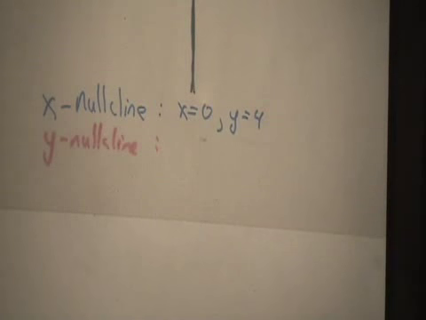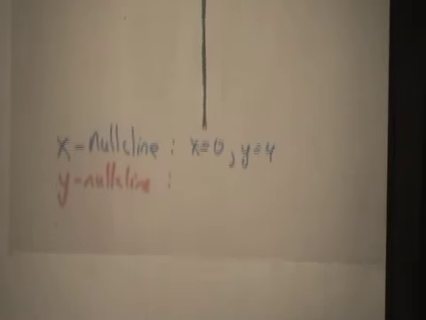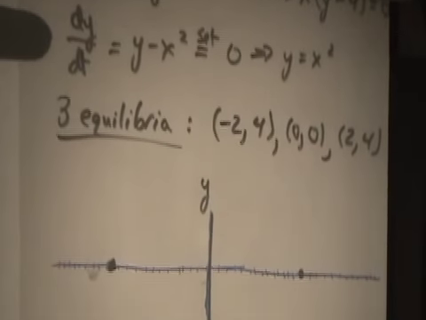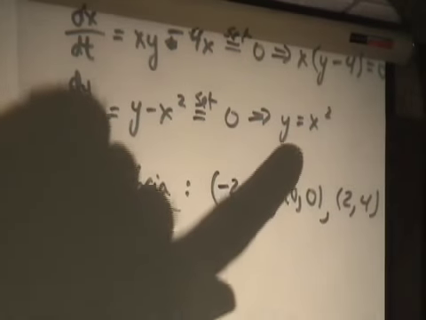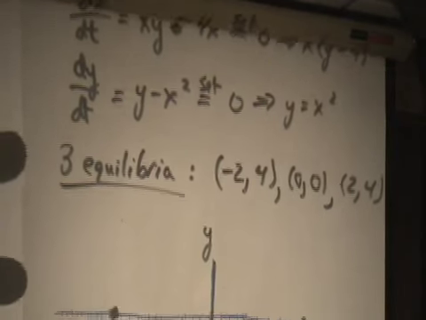Showing up okay? All right. That's going to be where the instantaneous velocity in the y direction is going to be 0. The y component of the velocity will be 0 when you cross a y nullcline. Going back up to the original system, set dy dt equal to 0. The right-hand side equal to 0 there, which means the y nullcline is the graph of y equals x squared. It's going to be a parabola.